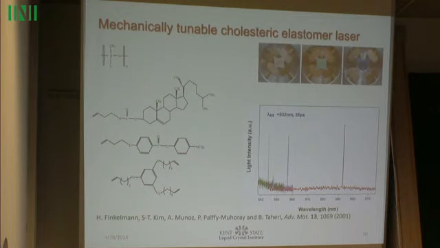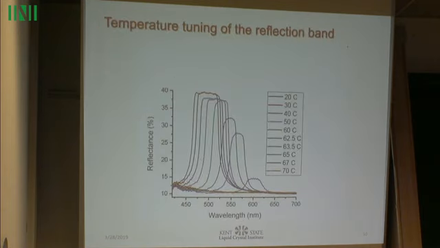But one way to do that is to make the liquid crystal into a solid, make it into a rubber. And so Heino Finkelman made a very nice cholesteric liquid crystal elastomer. And now if you stretch this elastomer, then you're changing the pitch. And so you can change the laser line because essentially you're moving the band edge just by mechanical stretching. So one can tune the band gap mechanically in this way. One can also tune it by changing the temperature.